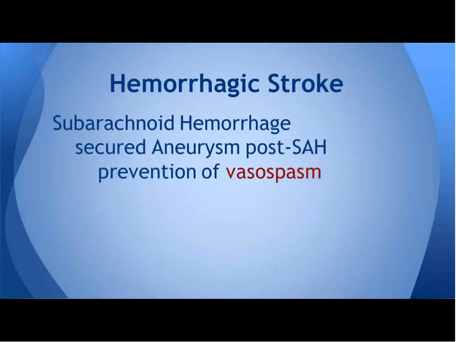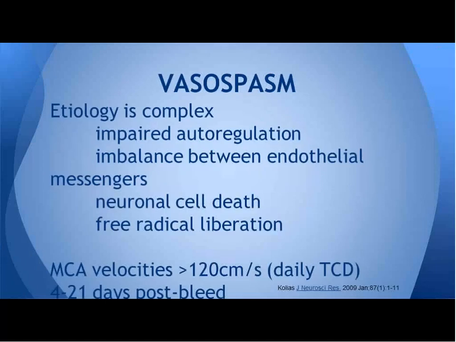Then secured aneurysm post-subarachnoid hemorrhage. All of our efforts then go into prevention of vasospasm and management of these secondary outcomes after the aneurysm has been secured. So vasospasm. The etiology is very complex. It's not even actually clear what causes it. It's not clear why some people get it.